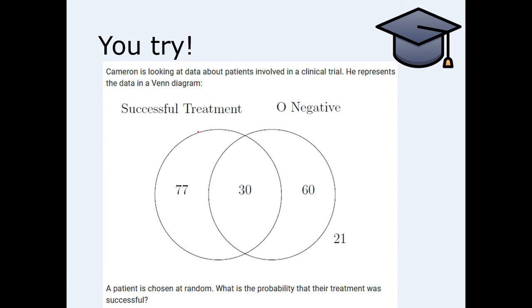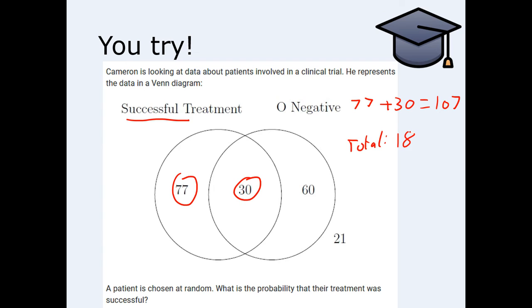Okay, so how many people had successful treatment? Well, it would have been the 77 people here and the 30 people here. Okay, so that's going to be 107 people had successful treatment, and the total number of people would be just to add all these up. So 77 plus the 30 plus the 60 plus the 21 people, and that would be 188. So it'd be 107 over 188.